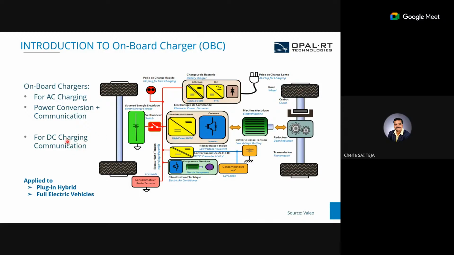If it is a DC charger, then all this circuit will not work directly. The DC plug-in will happen here, and then it will go directly to the battery for charging. This is how the DC charging will take place. If it is an AC charger, the onboard charger will work here. Most of these plug-in PHEV vehicles or full electric vehicles will have this OBC application.